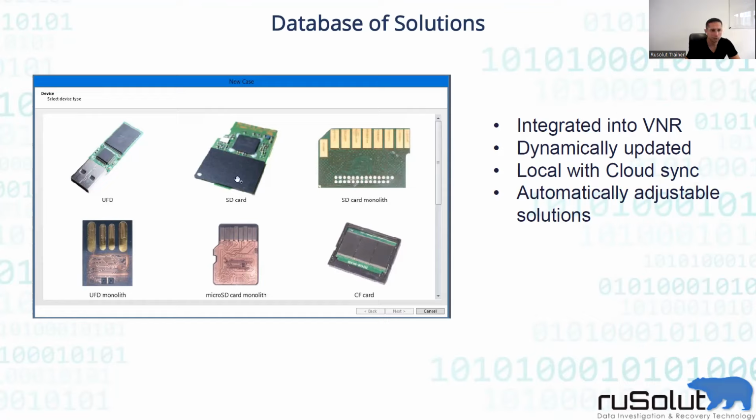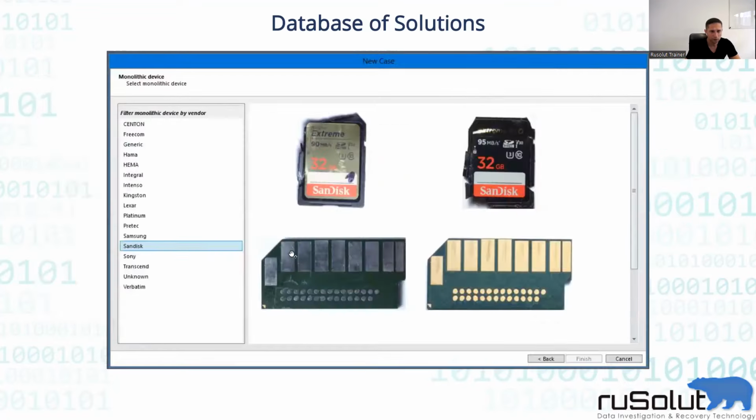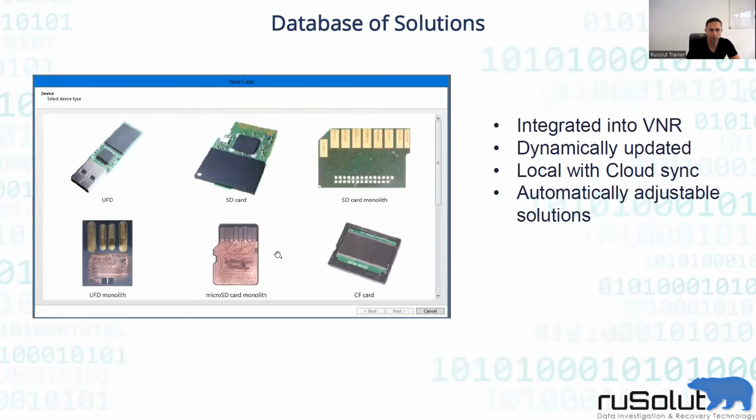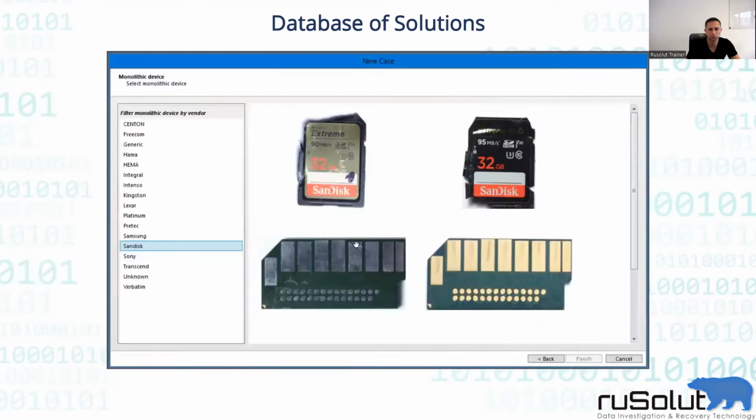So that's the main window, the first window you're going to see when you start the case. And here you need to select the type of device you're dealing with. If you select some monolithic device, you can select it by picture. It will be necessary to select the device by pictures, because in case of monolithic devices, you don't know what controller precisely will be inside.